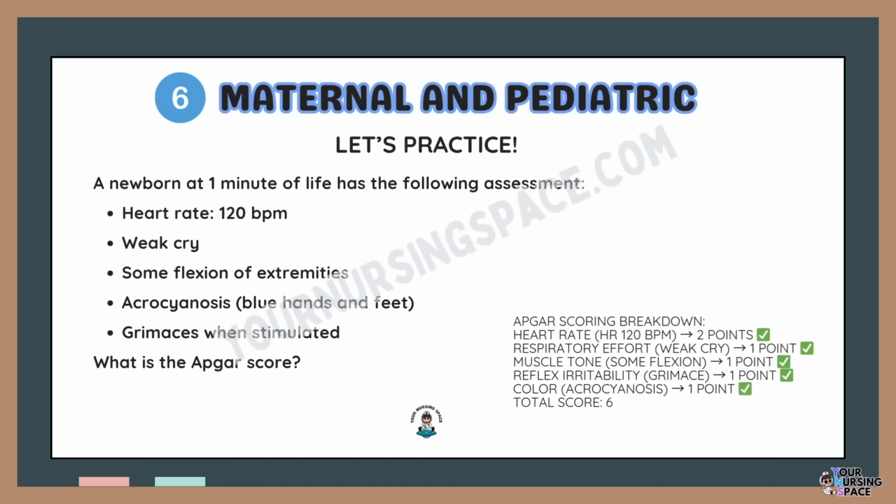The APGAR scoring breakdown is heart rate of 120 beats per minute, which means 2 points. Respiratory effort, weak cry, which is 1 point. Muscle tone, some flexion, which is 1 point. Reflex irritability, grimace, which is 1 point. Color, acrocyanosis, which is 1 point. So the total score is 6.